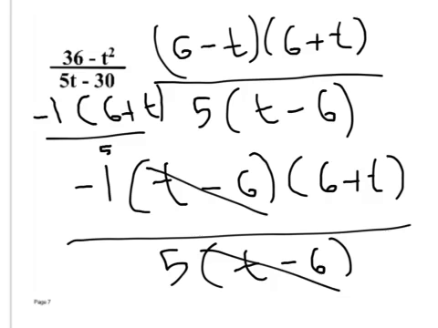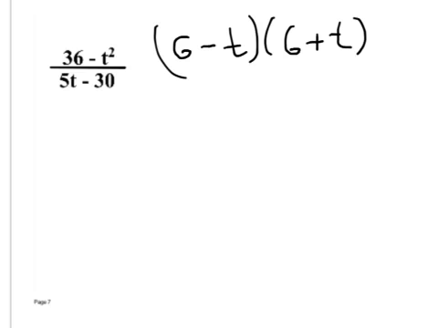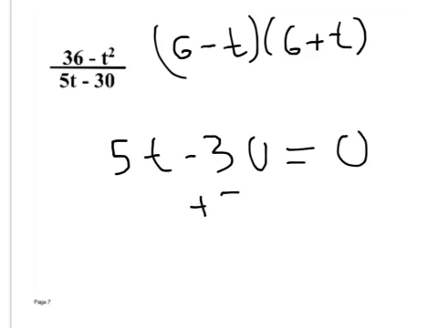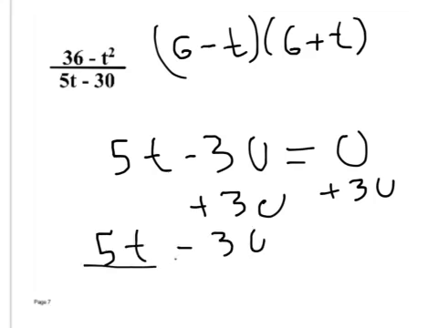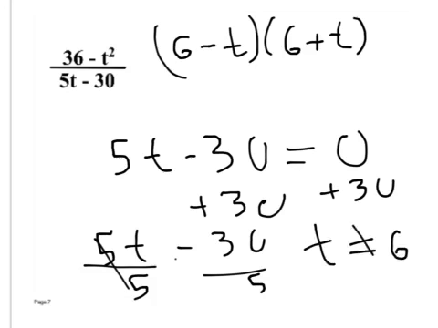Now we need to do the excluded values. 5t minus 30 equals 0. I'm going to add 30. 5t equals 30. We divide by 5. t cannot equal 6. Okay, that's the excluded value of 6. That's easy.